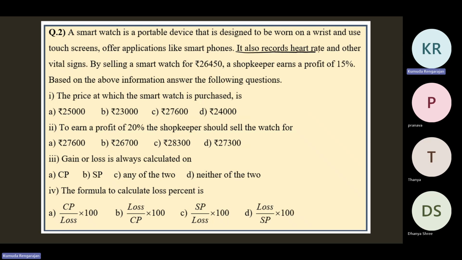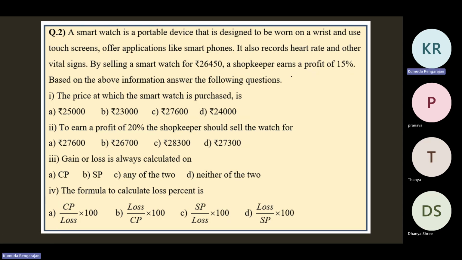It also records heart rate. Yes, you can find out how many times your heart beats per minute, pulse rate, heart rate, and other vital signs, meaning something related to the human body. Vital means related to the human body. By selling a smartwatch for 26,450, a shopkeeper earns a profit of 15%. Based on the above information, answer the following questions.